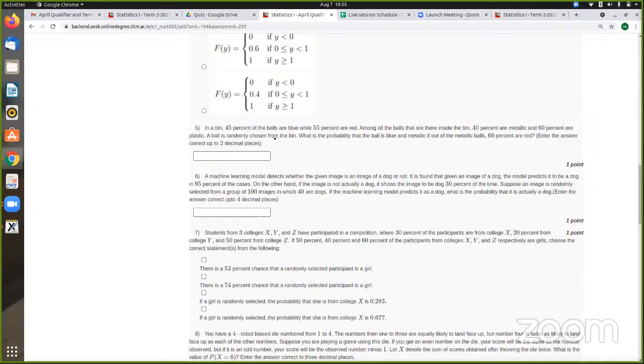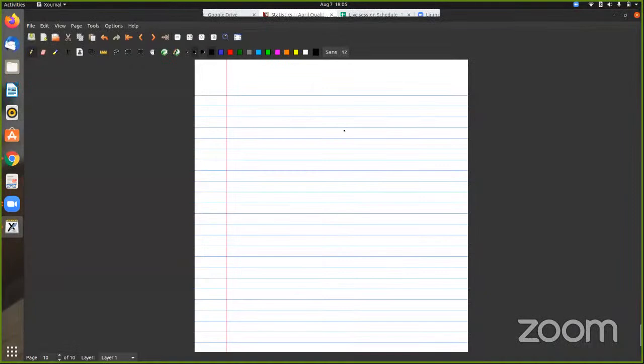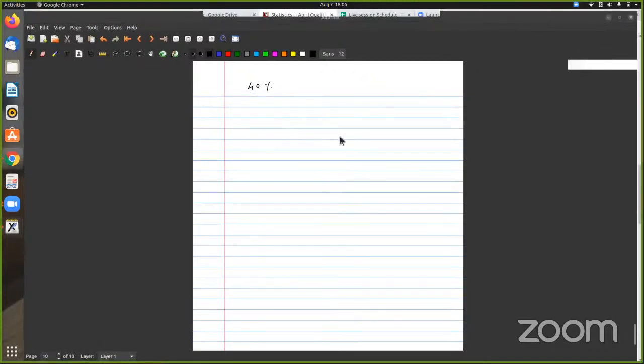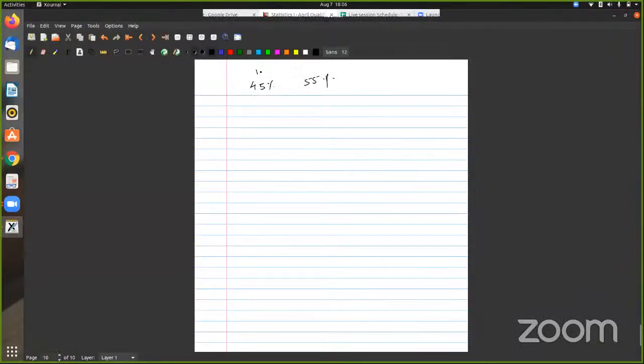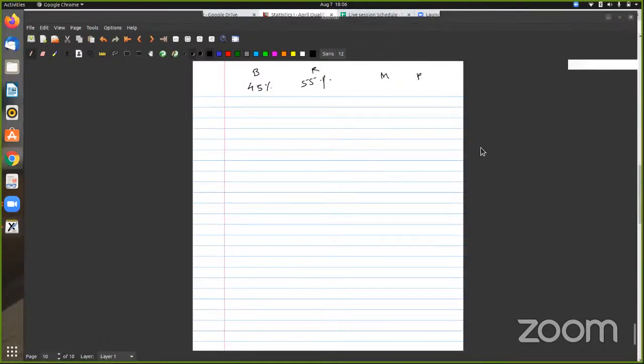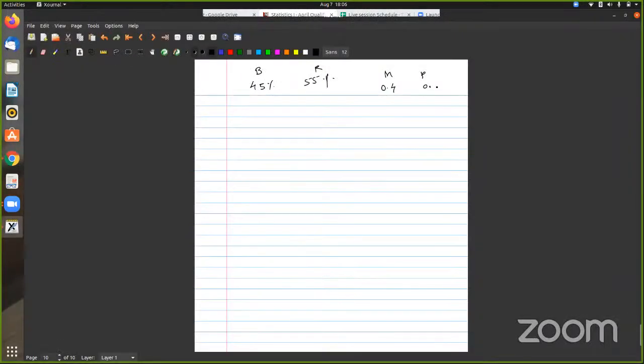Okay, tell me your thoughts on this. I got the answer... no, don't say the final answer, we'll go to that later. First of all, we'll start. 45% are blue and 55% are red, so the probability of blue balls is 0.45 and of red balls is 0.55. Then we know additional information about how many are metallic and how many are plastic. Take 40% as metallic probability and 60% as plastic.